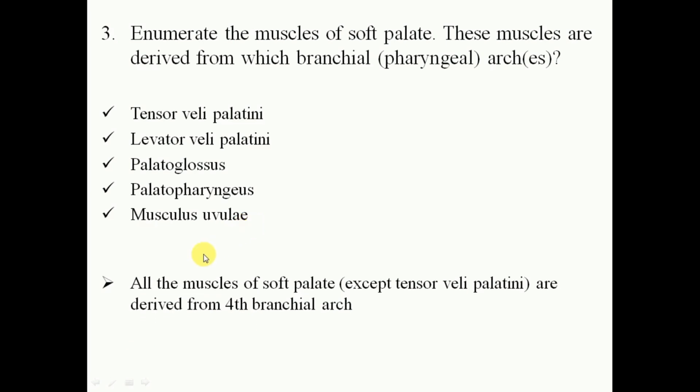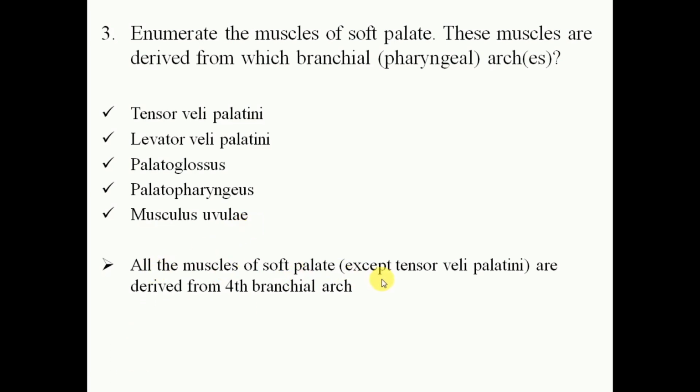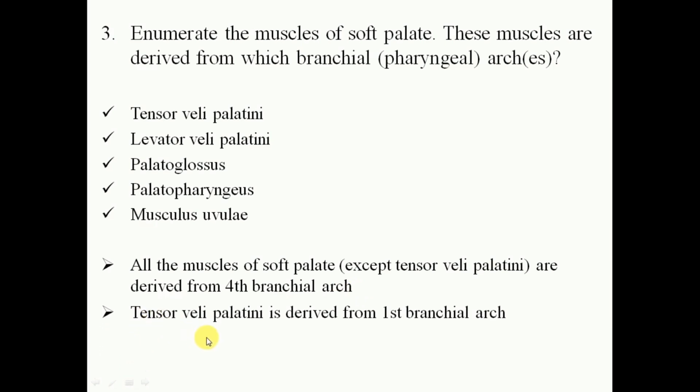All the muscles of the soft palate except tensor veli palatini are derived from the fourth branchial or pharyngeal arch, whereas tensor veli palatini is derived from the first branchial arch. That's why tensor veli palatini is supplied by the mandibular nerve, whereas all the other muscles are supplied by the vago-accessory complex, that is the pharyngeal plexus of nerves.